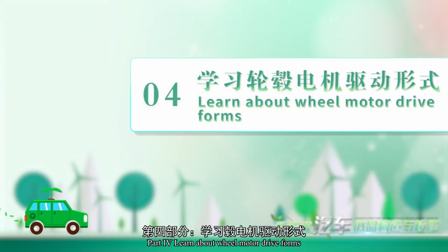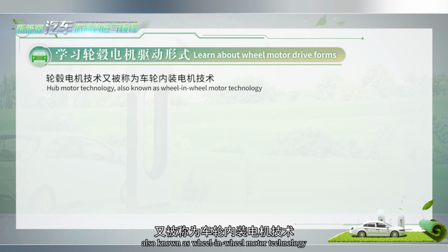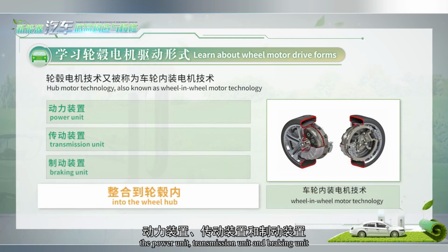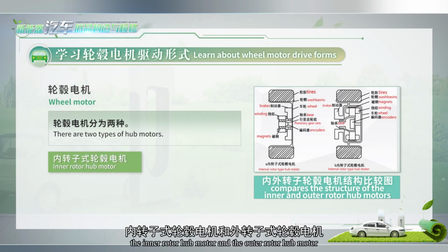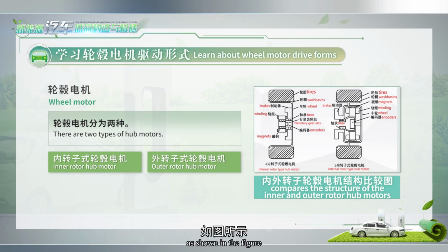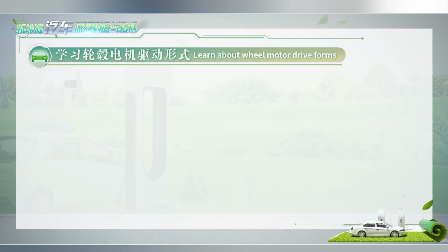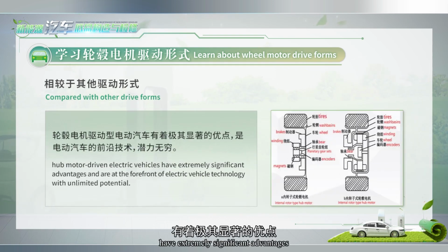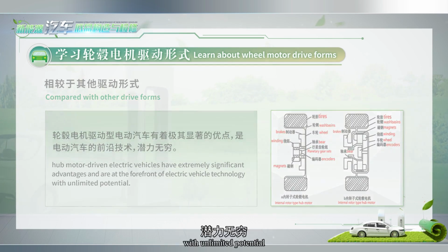Part 4. Learn about wheel motor drive forms. 1. Hub motor technology, also known as wheel motor technology, is characterized by the integration of the power unit, transmission unit, and braking unit into the wheel hub. There are two types of hub motors, namely the inner rotor hub motor and the outer rotor hub motor, as shown in the figure, which compares their structures. Compared with other drive forms, hub motor-driven electric vehicles have extremely significant advantages and are at the forefront of electric vehicle technology with unlimited potential.